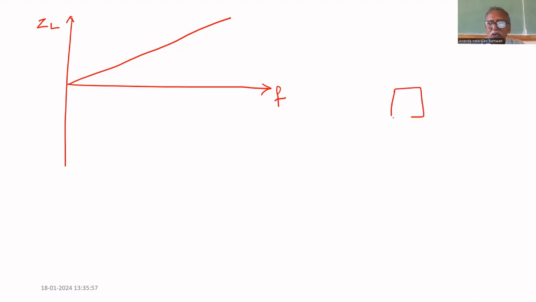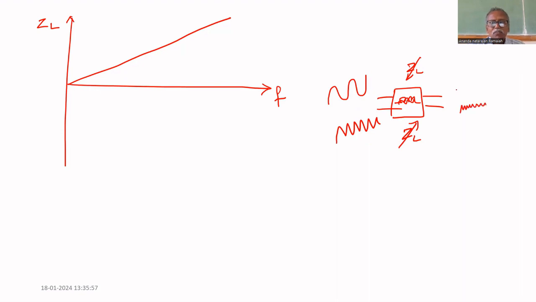Suppose I am having an inductive circuit. This is a pure inductive circuit, a two-port network with an inductor. Here I am giving both signals, low frequency as well as high frequency. Low frequency means low ZL, ZL will be less. High frequency means ZL will be more. Therefore, for high frequency the amplitude is decreased. For low frequency, less drop in the amplitude. So I can say that it passes low frequency and attenuates high frequency.